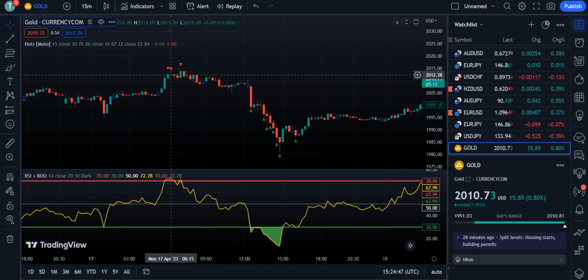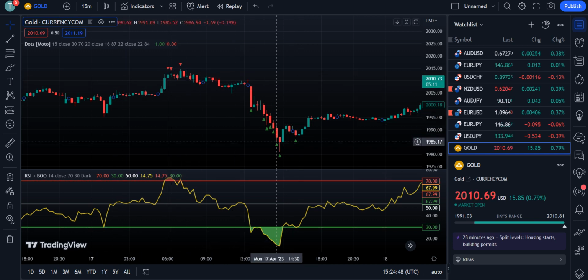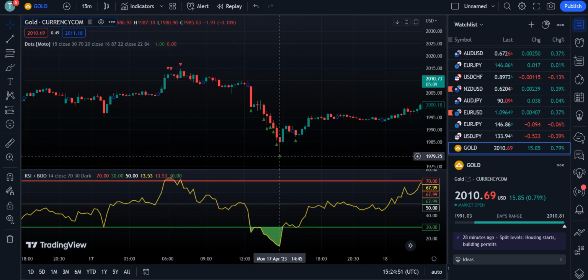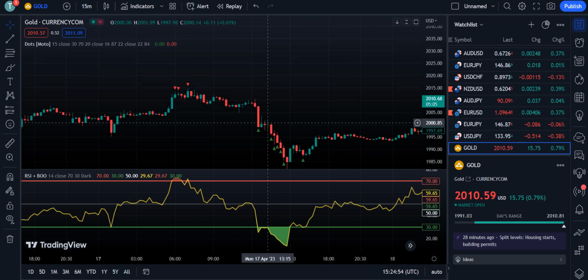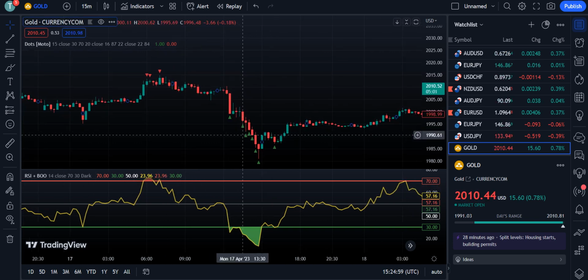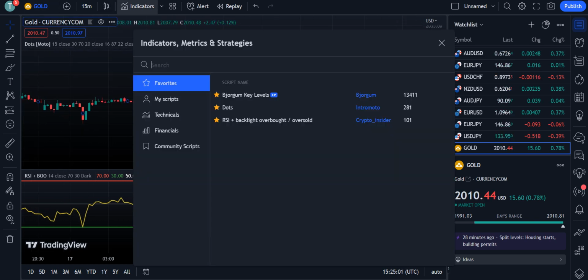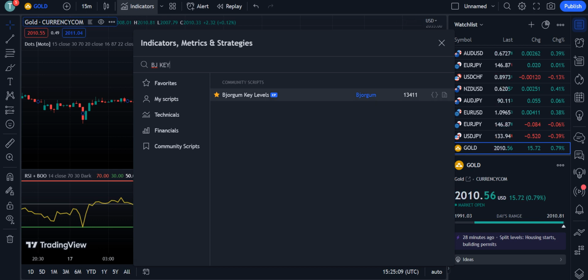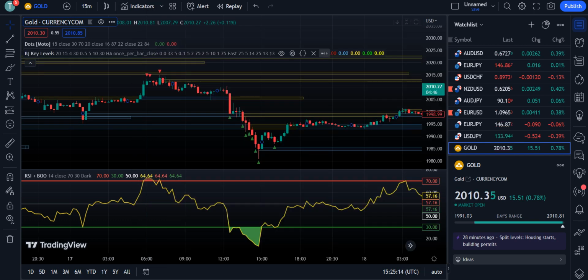Okay, but by looking at this indicator, we can see that there are many signals which are false signals or weak signals. So to avoid using these signals for our trading, we have to add the third and the last indicator, and that is BJ key levels, Bjorgum key levels. We have to go into this indicator. 13,411 traders are using this indicator.